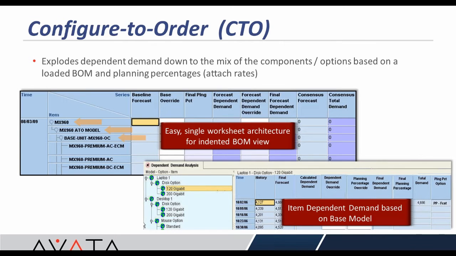Some key highlights from 7.3 to 7.3.1.4. Configure to order was a key piece of functionality, particularly in the high tech industry. It allowed you to put a planning bill of materials into Demantra and create a parent-child relationship and blow dependent demand from the parent to the child based on a planning percentage or attach rate, as some industries call it. They have improved this functionality over the years. It's incredibly powerful, and what one might think is it impacts performance, but it really doesn't, especially with some of the improvements they've made over the years on the performance specifically around this.